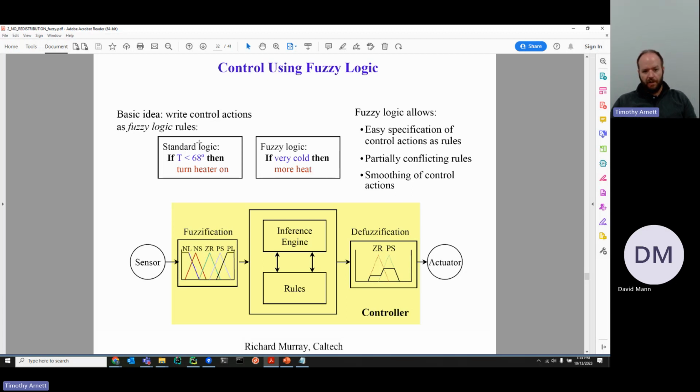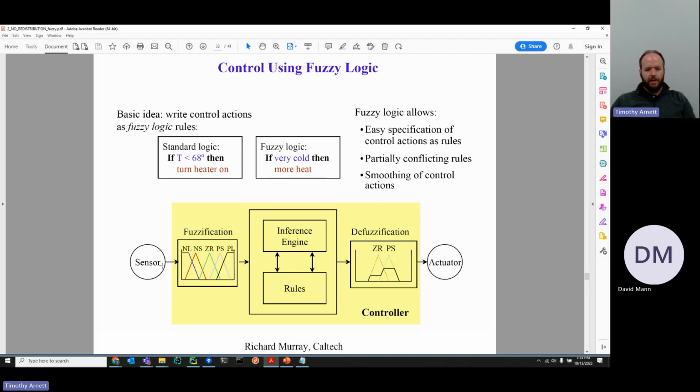We may not have a precise measurement of temperature, but if we can represent the temperature in such a way that we can then say, well, it does belong to the very cold set, and we know that if it is very cold, then we need more heat. We can then perform this action, and we can represent that using fuzzy logic. So again, this is a fuzzy logic controller.